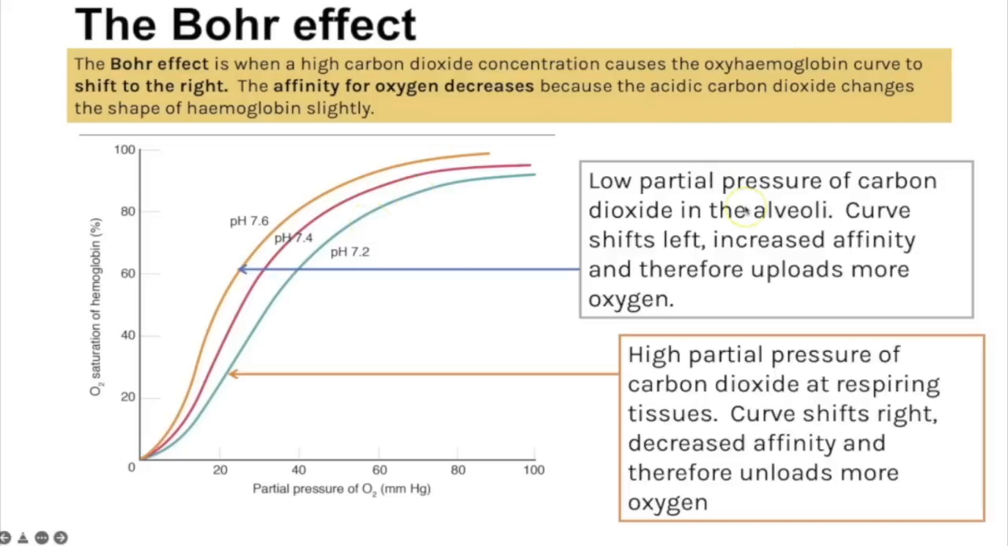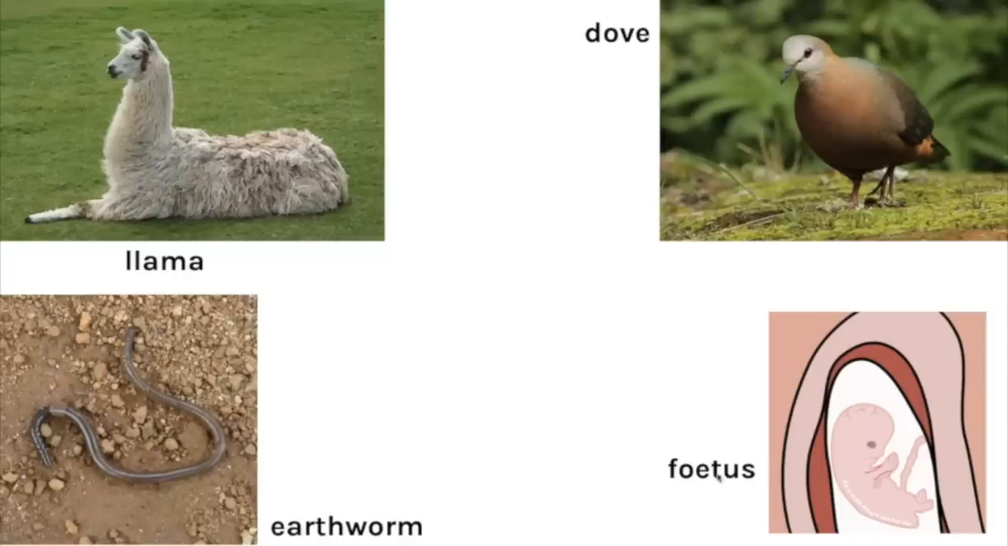So low partial pressure of carbon dioxide would typically be in the alveoli because you are exhaling that carbon dioxide. A high partial pressure of carbon dioxide would be at respiring tissues because carbon dioxide is produced in respiration. Now that would be an advantage because it means that haemoglobin will behave differently, it will unload oxygen more readily, and therefore it's unloading the oxygen at the respiring tissues.